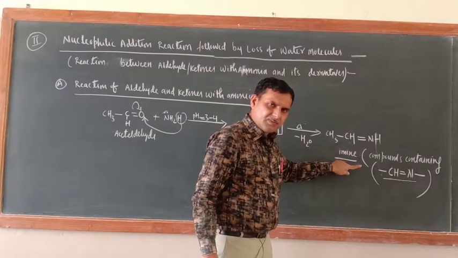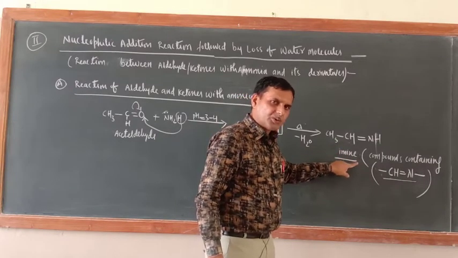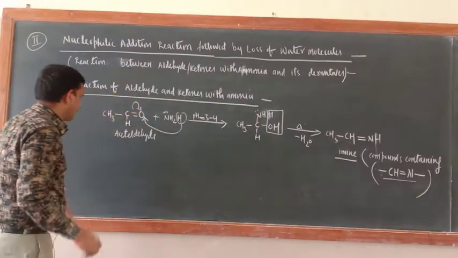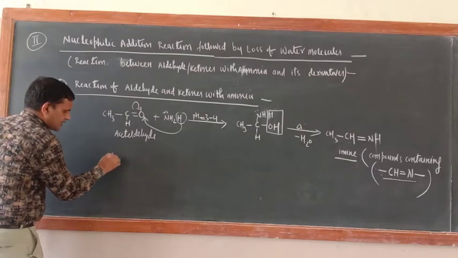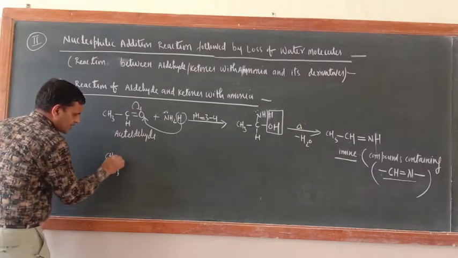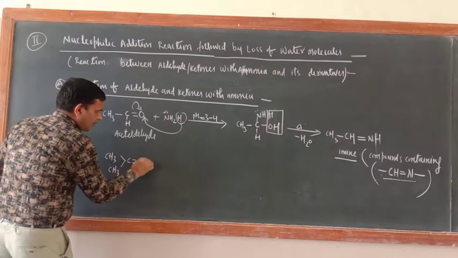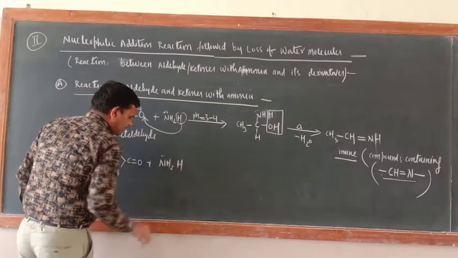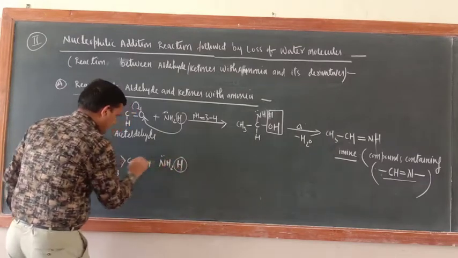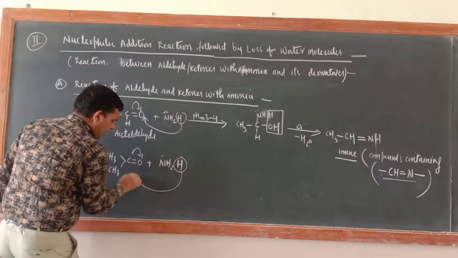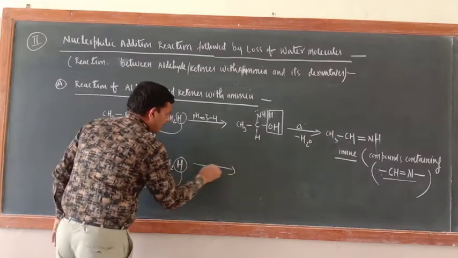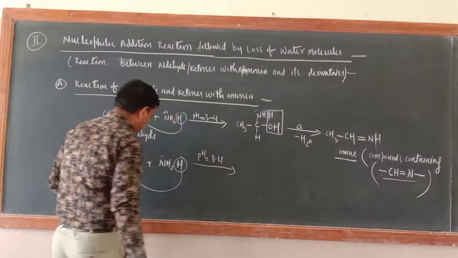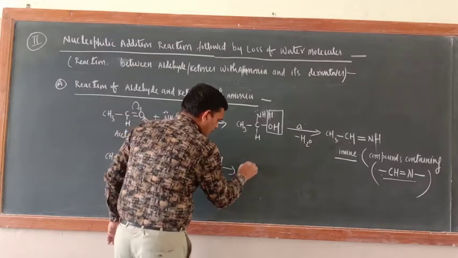Imine is formed when aldehydes and ketones react with ammonia. So this is the reaction of aldehyde. What about ketones? Just see: CH3, CH3, C double bond O, with NH2 and here H. The first step is this one only. Shift this bond here and H here, and the pH must be 3 to 4 only. So now what would be the product?